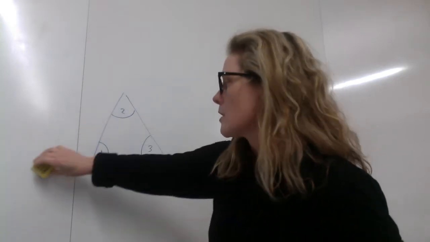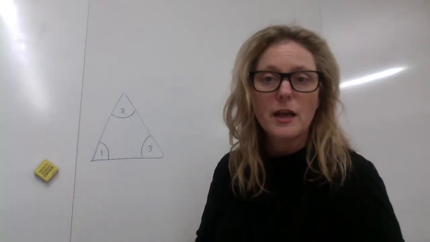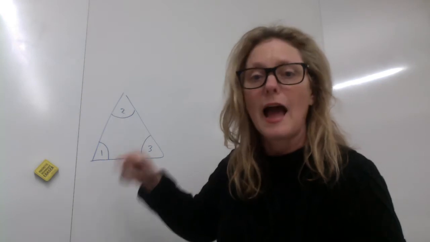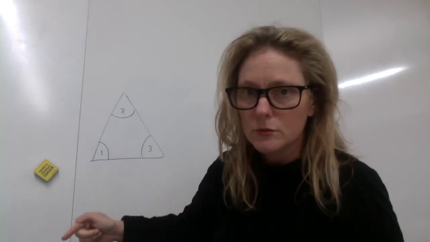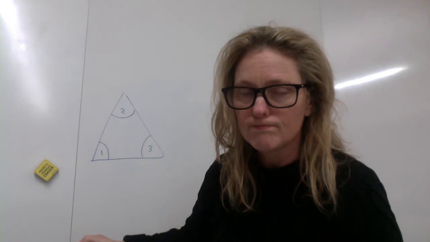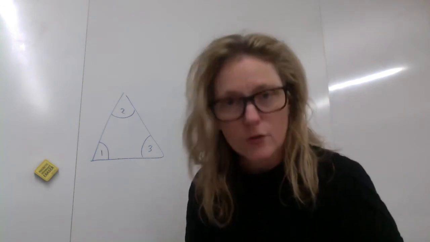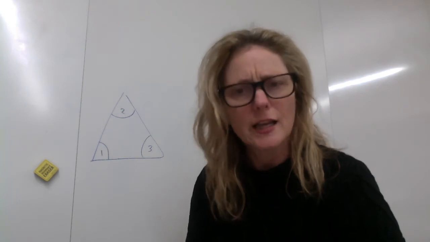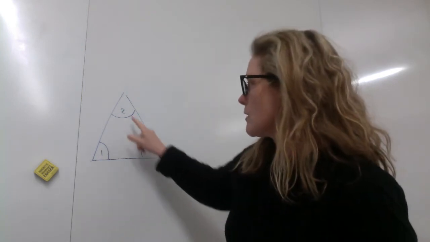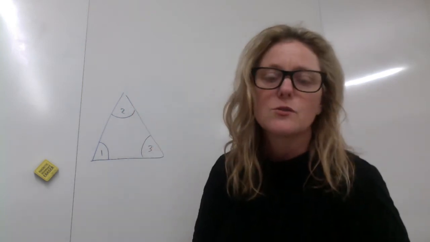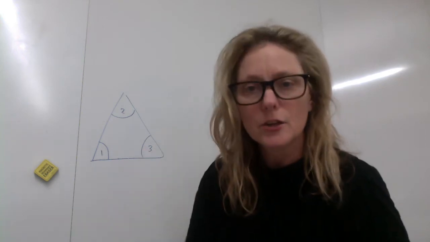We also know that the 3 angles inside that triangle add to, what is it? Who can tell me? Alberto? Yes, that's right. They add to 180 degrees. So these 3 angles add to 180 degrees, and those 3 angles are called the interior angles.